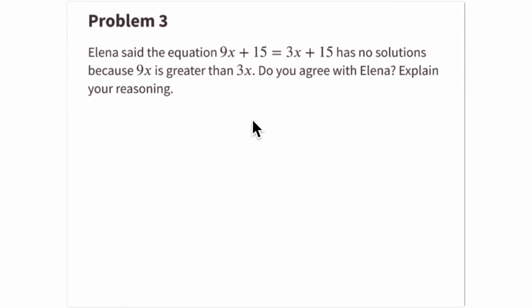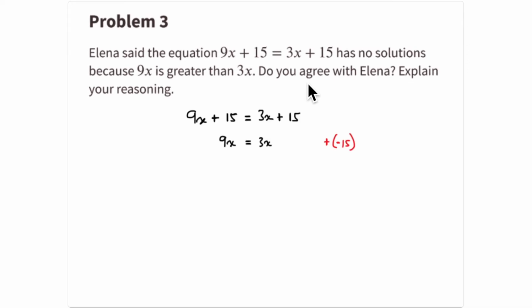So let's go through and solve it first. See if we can get a value for x, and that would prove that there is a solution. Well, you have 9x plus 15 equals 3x plus 15. Get rid of the 15s by adding a negative 15 to both of these. You end up with 9x equals 3x. Now, if you have 9 times some number equals 3 times that same number, there's only one way that you can get those to be equal, and that is if x equals 0.